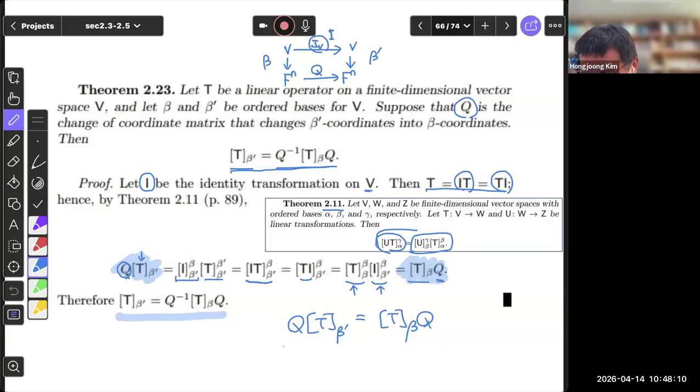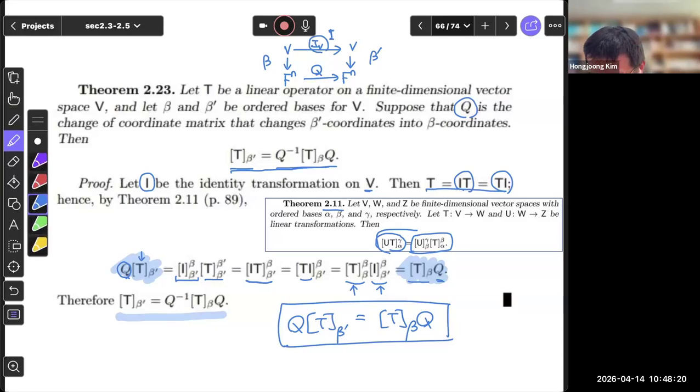So what is the meaning of this? Q first changes the coordinate. This one will represent a linear transformation when both domain and codomain use beta prime as a basis. And then it changes the basis to beta.